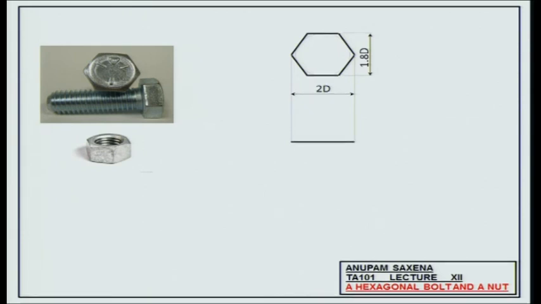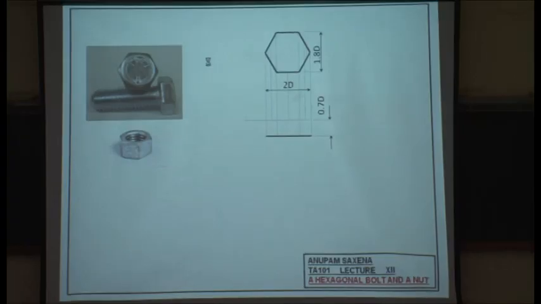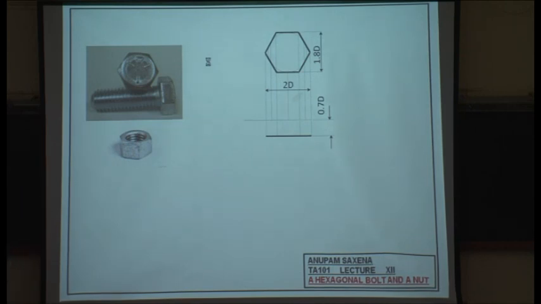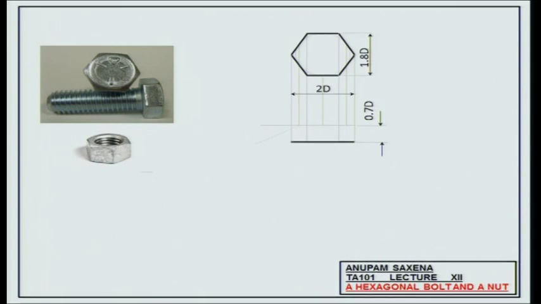Your top view is not yet over, but I have started with the front view. Take the projections. This distance here is usually taken as 0.7 times d. Everything is with respect to the nominal diameter of the shank. This angle is 30 degrees.